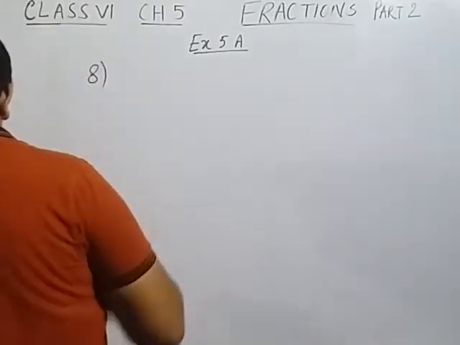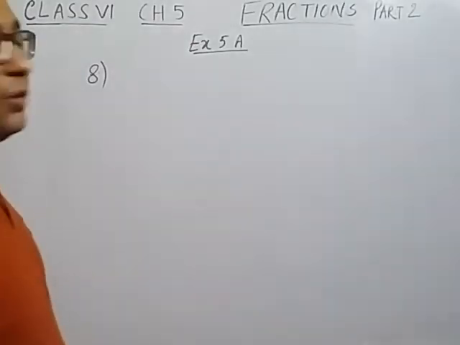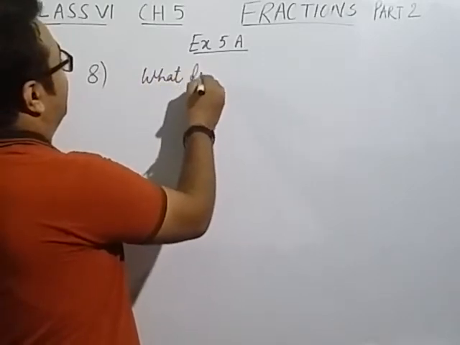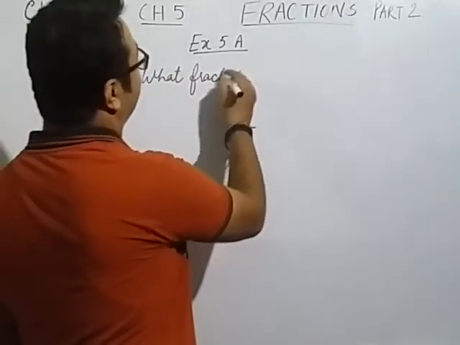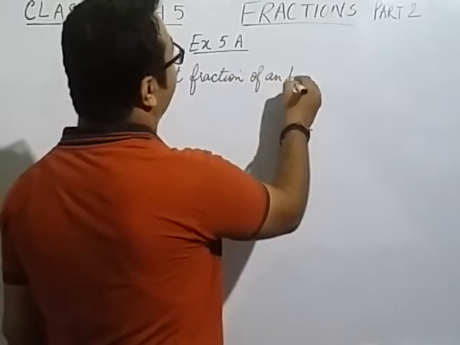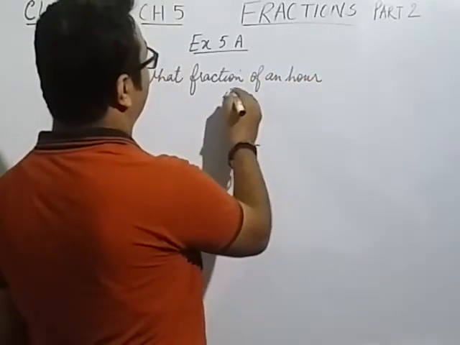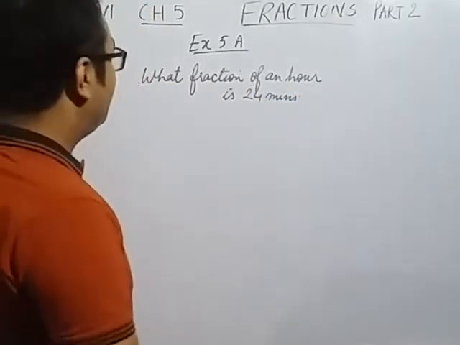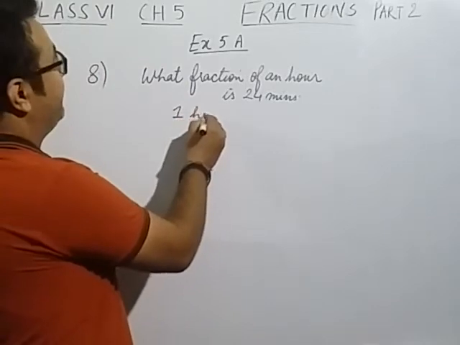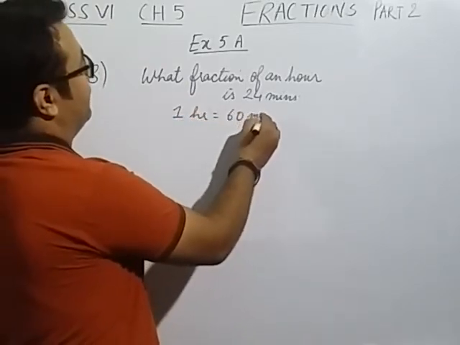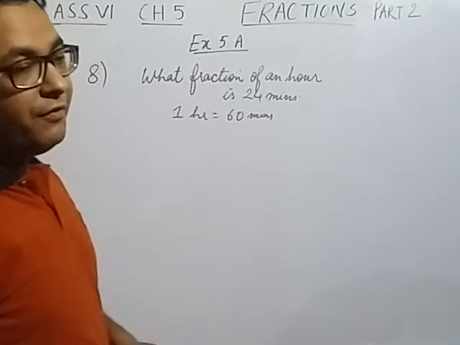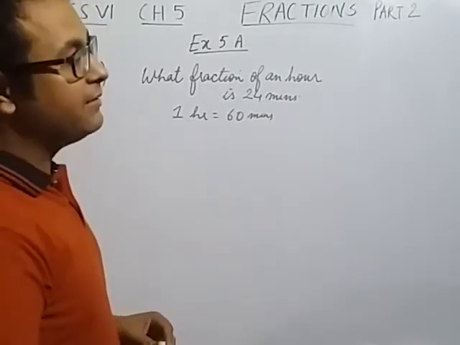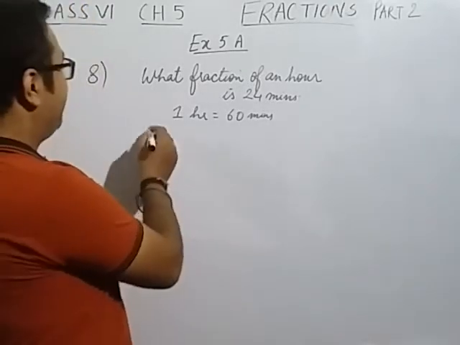Question is, what fraction of an hour is 24 minutes? Now we know that 1 hour is equal to 60 minutes. Whenever we find fractions, we need to make sure that the units of both numerator and denominator are the same. Okay, so 1 hour is equal to 60 minutes.